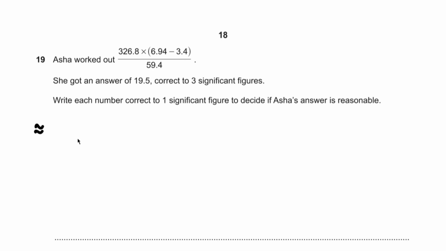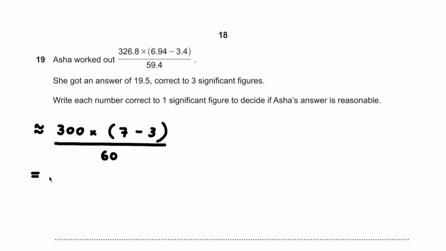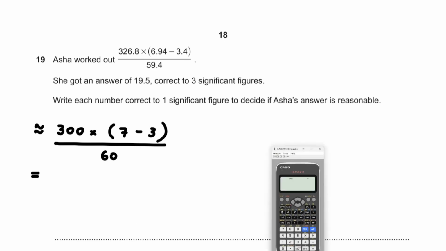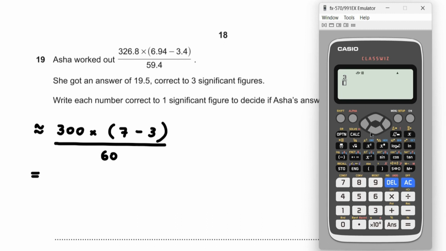So, writing each number to one significant figure, 326.8 to one significant figure is 300. And then multiply this by 6.94, that's approximately 7. And then the 3.4 we round down to 3. And then I divide all of this by 59.4, so that's approximately 60. So if I work out what this is equal to, I've got 300 multiplied by 7 subtract 3 over 60, which is 20.